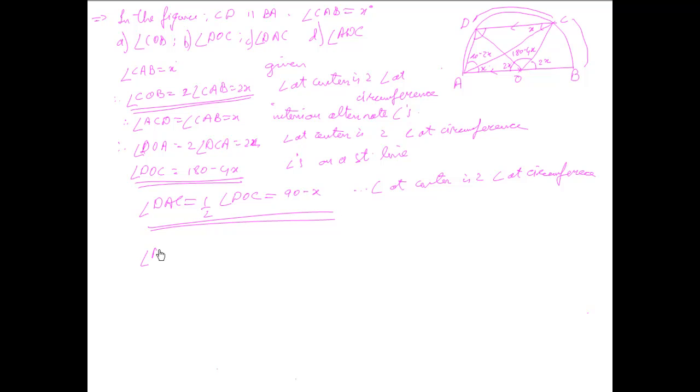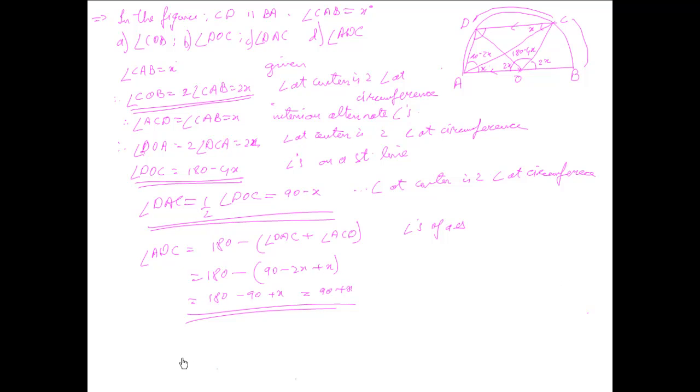And children, angle ADC now would be 180 minus (angle DAC plus angle ACD). That's 180 minus (90 minus 2x plus x). That's 90 minus x. So 180 minus 90 plus x. That becomes 90 plus x. And that's angles of a triangle add up to 180 degrees, children. So that's your last answer. Now children, let's see some sums on arc properties.